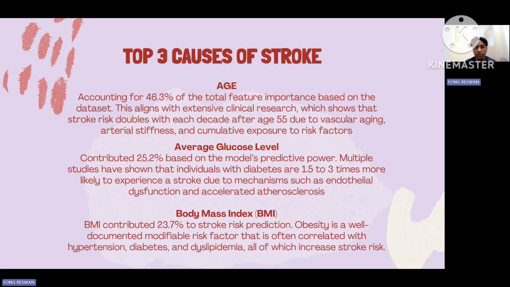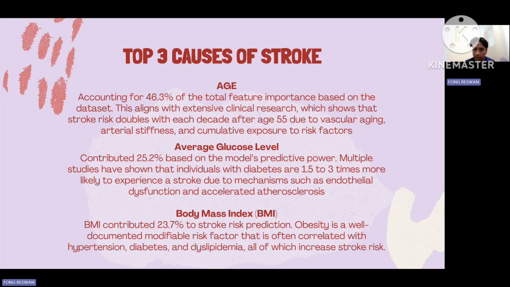Based on the dataset, the top three causes of stroke are, first, age, accounting for 46.3% of the total feature importance based on the dataset. This aligns with many clinical research studies that show that stroke risk doubles with each decade after the age of 55 due to vascular aging, arterial stiffness, and cumulative exposure to risk factors.